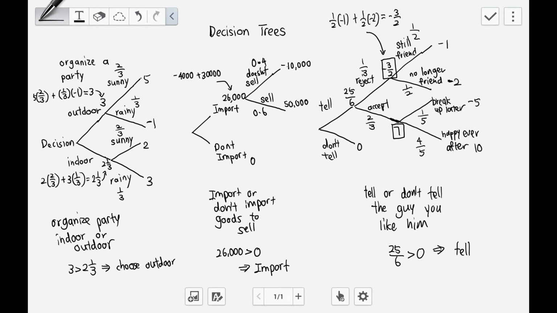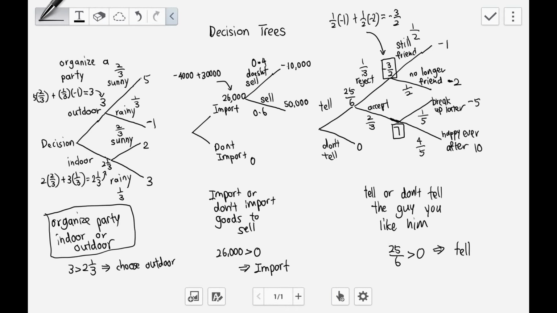So I'll explain what this means. It factors in both the reward and the risk, the uncertainty of whether you will get the reward or not. For example, in a situation where you need to decide whether to organize a party indoor or outdoor, your decision is affected by the weather.